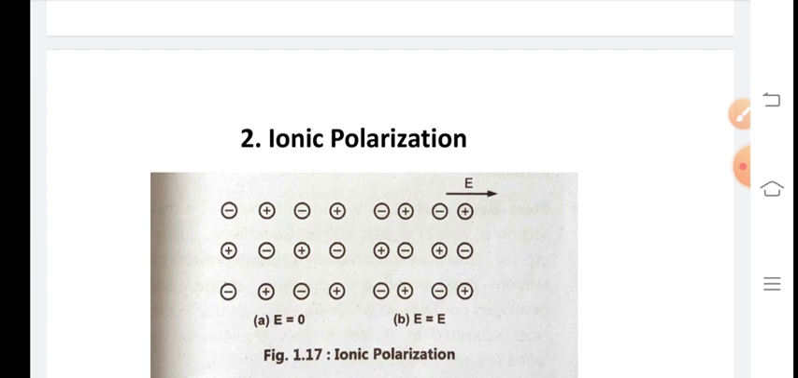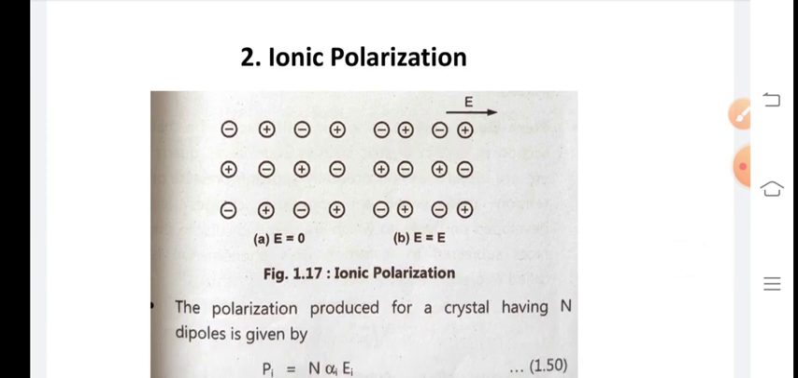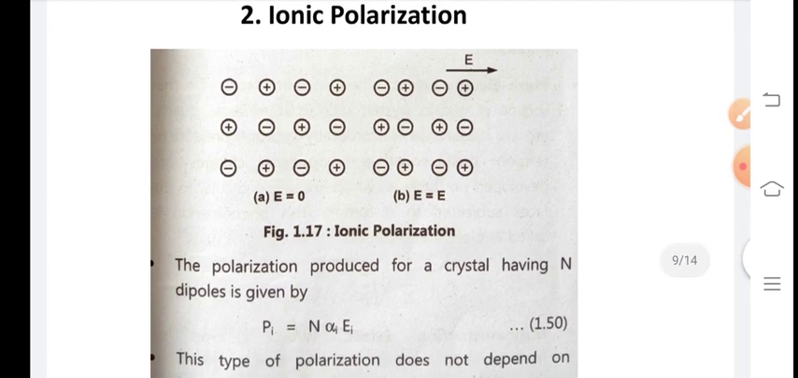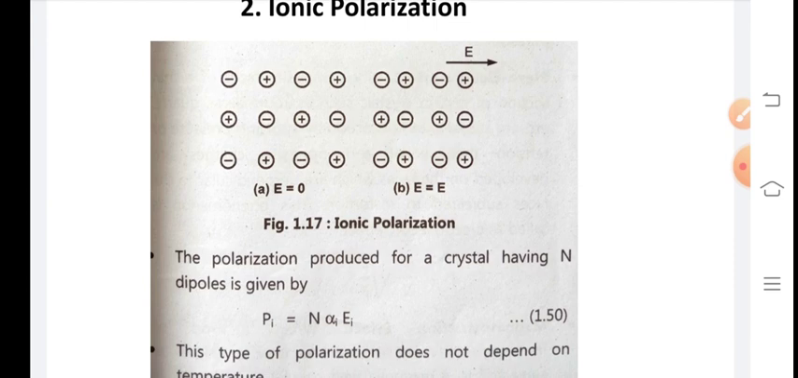Now, the second type of polarization is ionic polarization. This figure shows the ionic polarization. This type of polarization occurs in an ionic crystal, such as sodium chloride crystal. When an electric field is applied to such a dielectric material, the polarization arises due to the displacement of the positive ions away from the field and the negative ions towards the field. So the net process is that the ions are displaced in opposite directions until the ionic bonding forces stop this process.